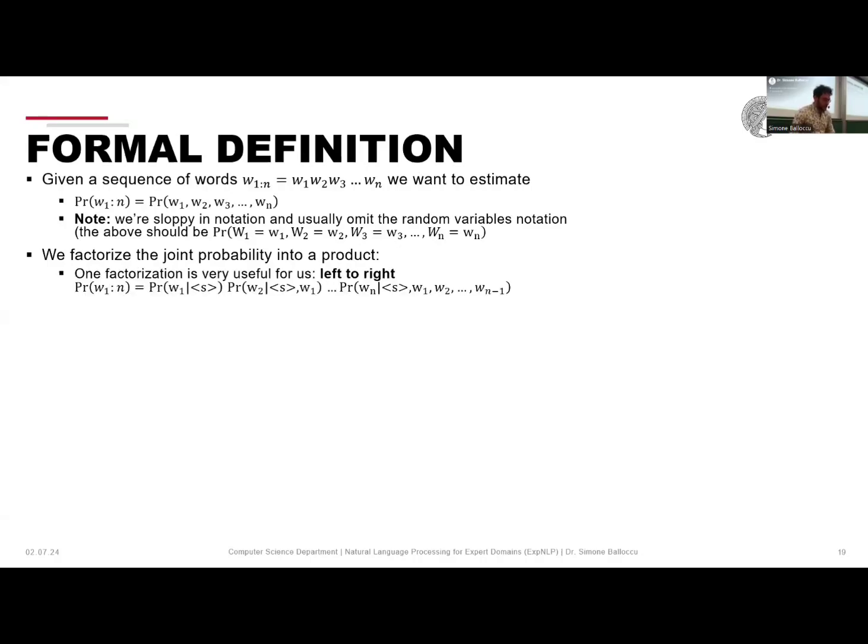So we're going to say that the probability of W1 to n is equal to the probability of W1 given some starting symbol, because we need to mark in some way that the sentence is starting. You implement it somehow as start of sentence or some kind of representation. One factorization is very useful from left to right because it follows how we read text. Of course, there are languages that go from right to left, but we are trying to keep it simple.